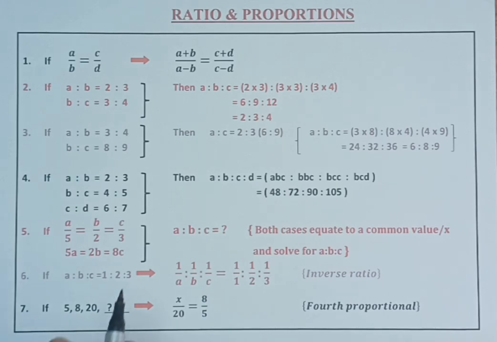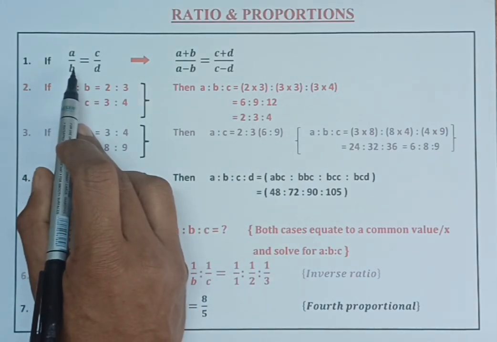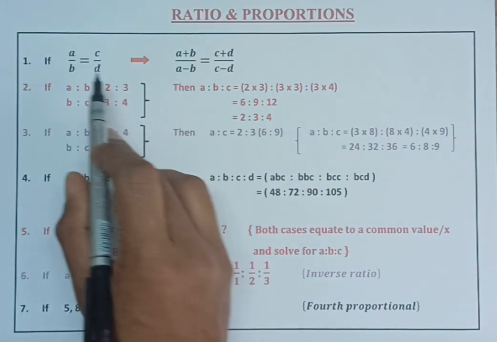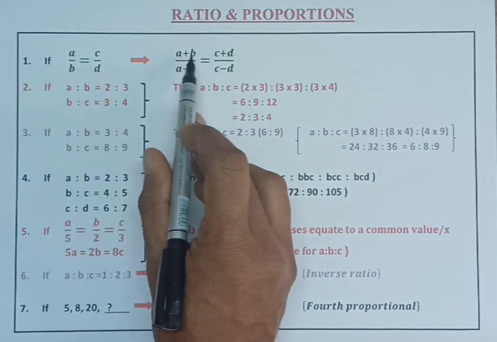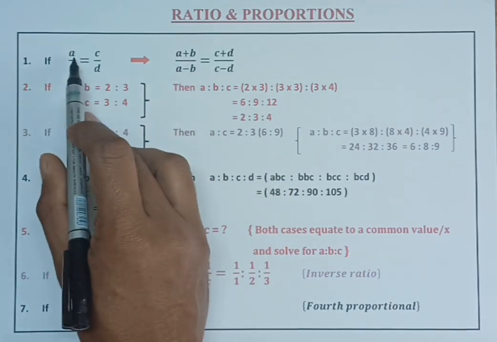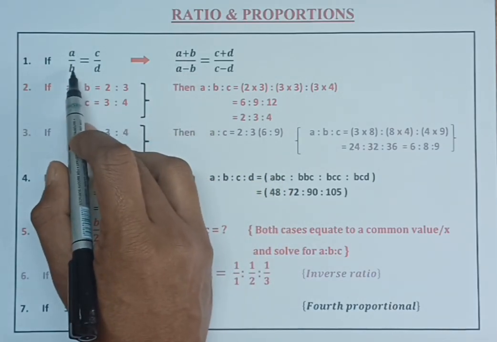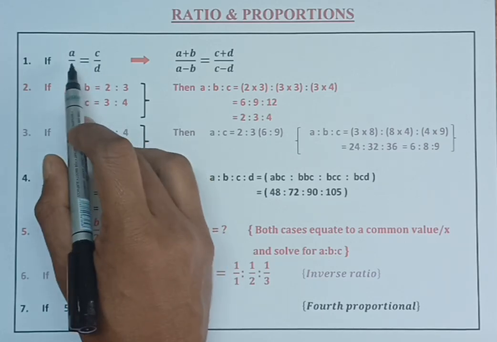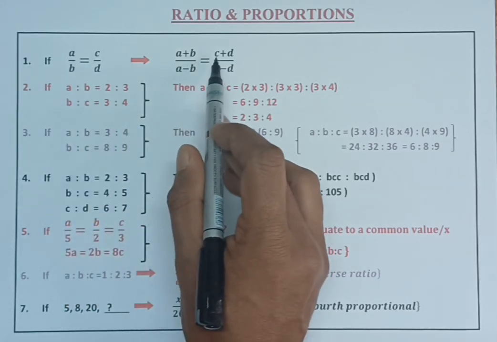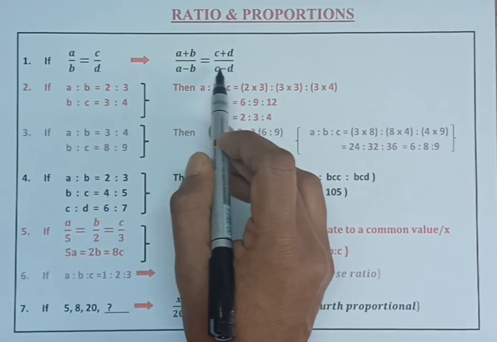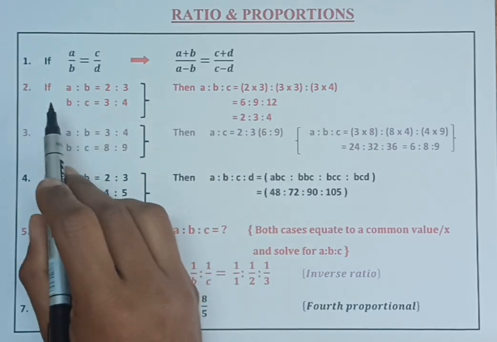First of all, if A by B equal to C by D, then we can write (A plus B) by (A minus B), that is, adding the denominator to the numerator and subtracting the denominator from the numerator, and that will be equal to (C plus D) by (C minus D) on the other side.